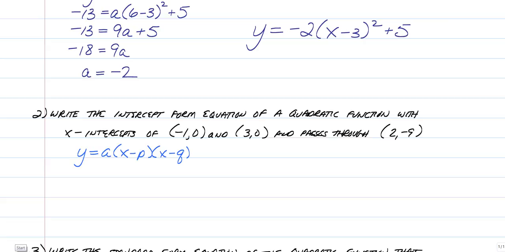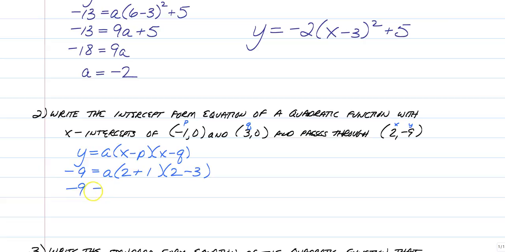So let's see how you did. So our y value, of course, is going to be our negative 9. And that's equal to a. Now we have x showing up twice. So we're going to use it twice. X is 2 both times. Now we have minus p and minus q. So our p and q are going to be substituted in as minus a negative 1 would turn into plus 1. And minus 3 is minus 3.